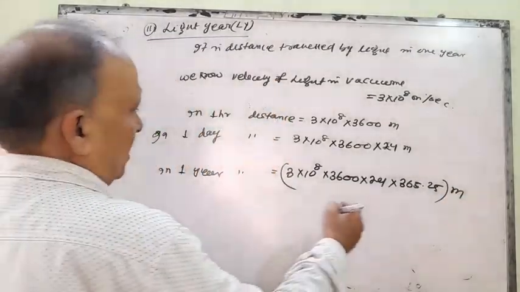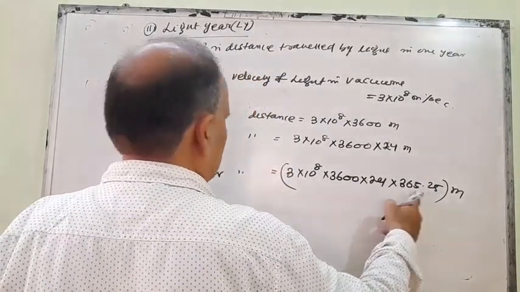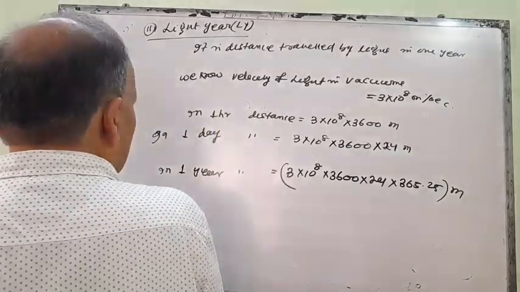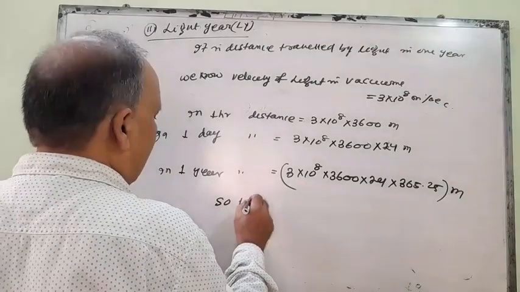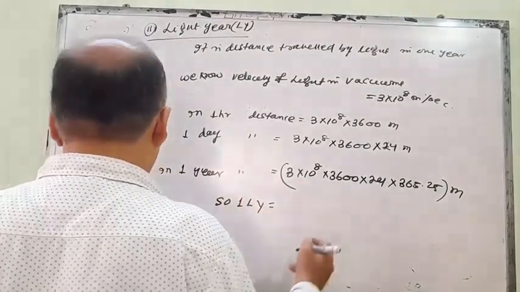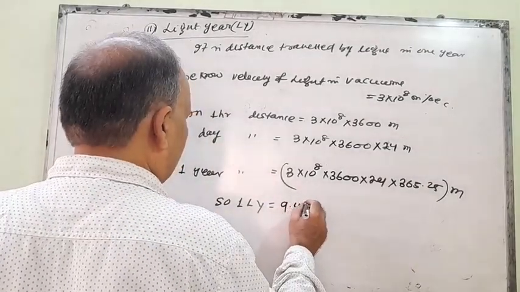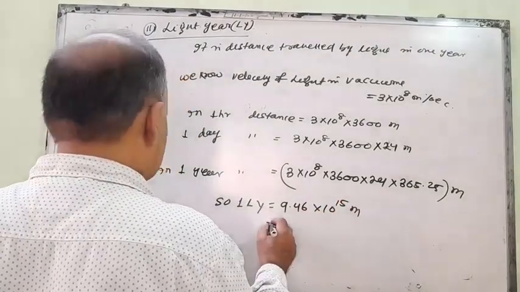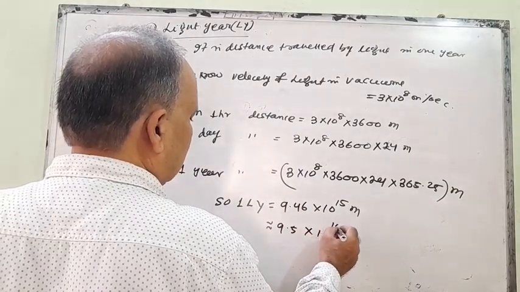Because you know 1 year has 365.25 days. So this distance is equal to 1 light year. So 1 light year is equal to this many meters, which after calculation is 9.46 into 10 to the power 15 meter, which is approximately equal to 9.5 into 10 to the power 15 meter.